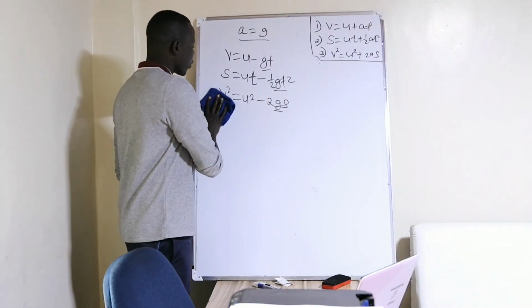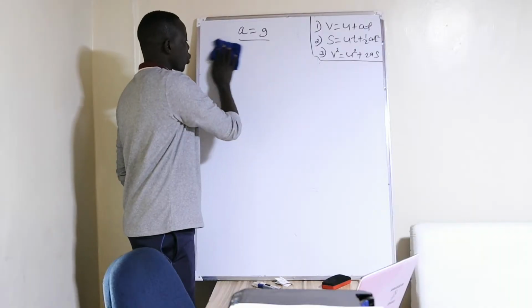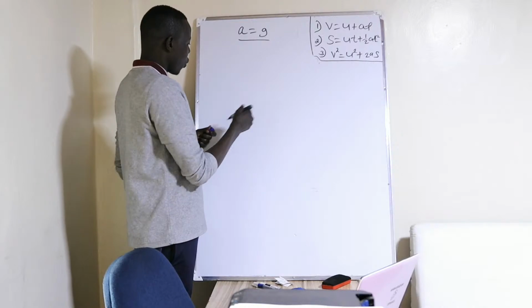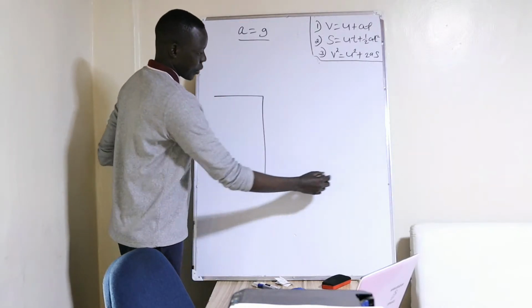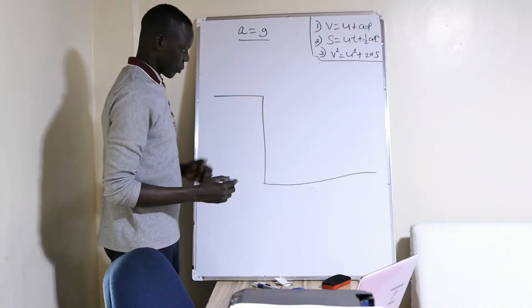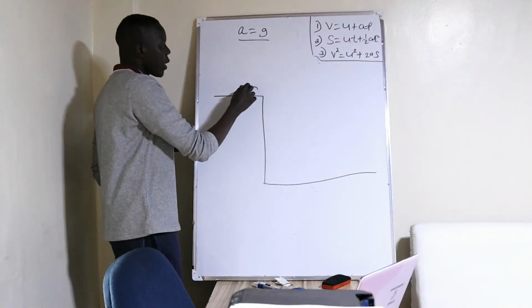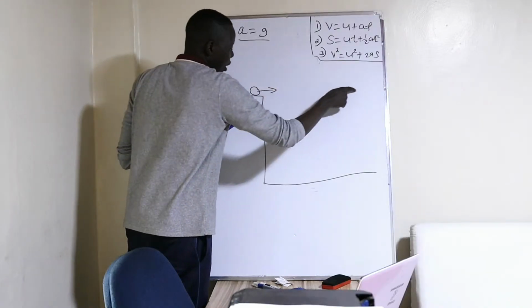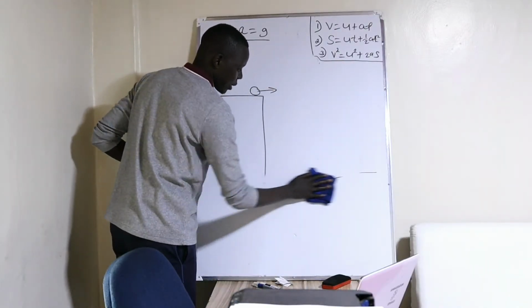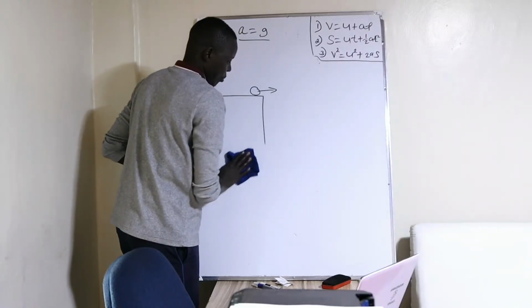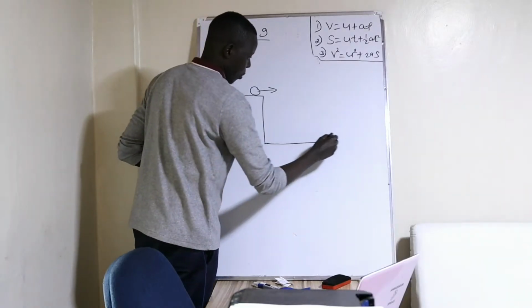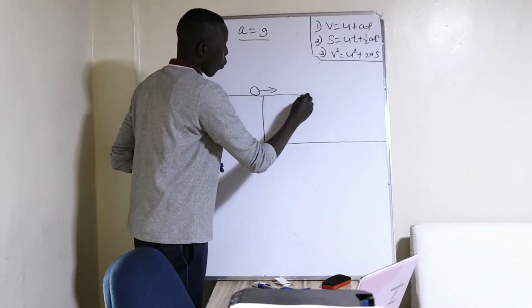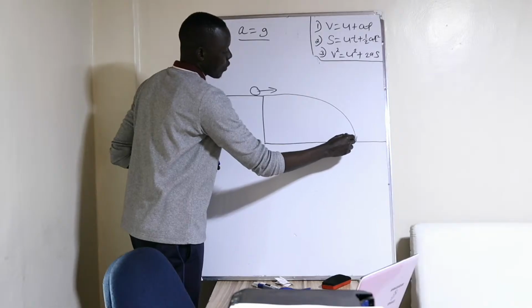Now, let's talk about kitu inaitwa horizontal projection. Horizontal projection. Like, look, uko juu ya meza. Hii mpira imekuwa kicked imeenda hivi. This ball will never move horizontally forever. Hata hii imeenda chini sana. Itanisumbua kuchora hiyo curve. This object will move this way while landing down hivi.